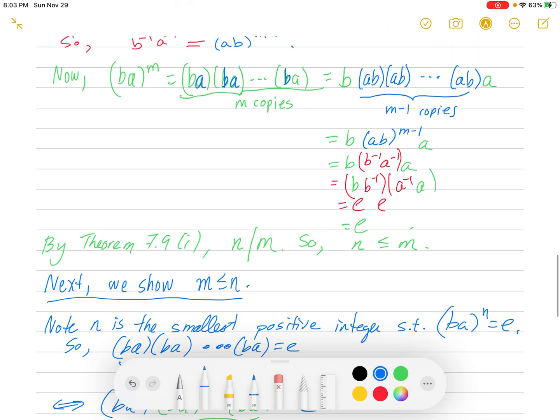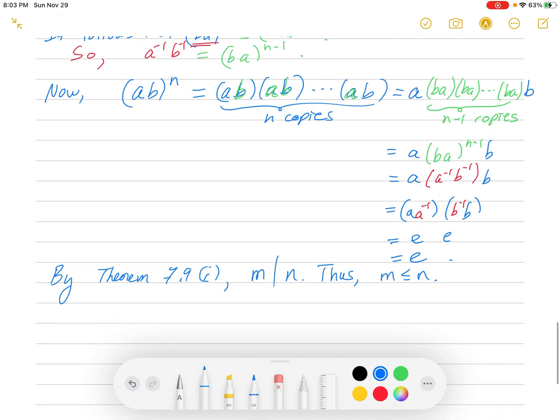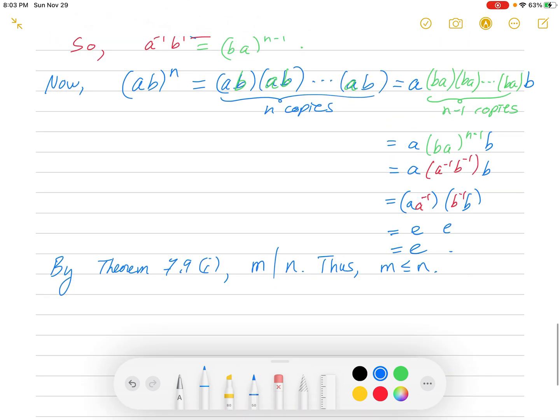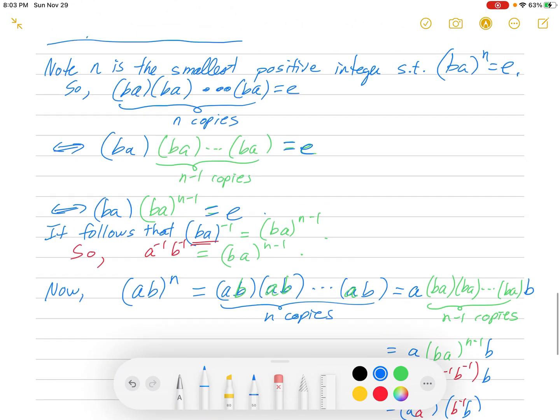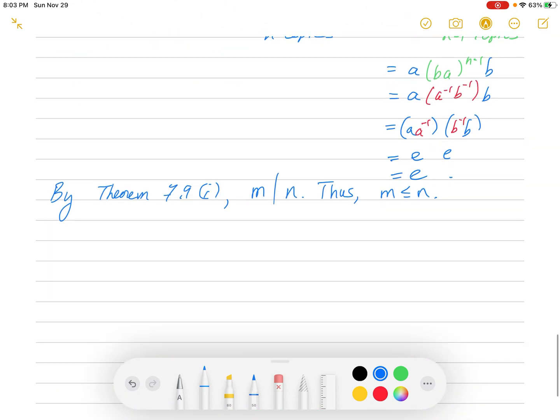So what do we have first? We had n is less than or equal to m. Now we have m is less than or equal to n. Therefore, hence, m equals n. That is the order of AB, that's what m was, equals the order of BA, that's what n was. And that's what we wanted to prove. AB and BA have the same orders.